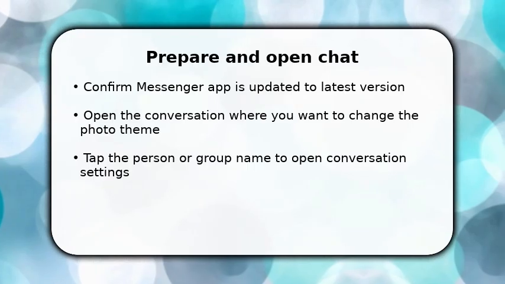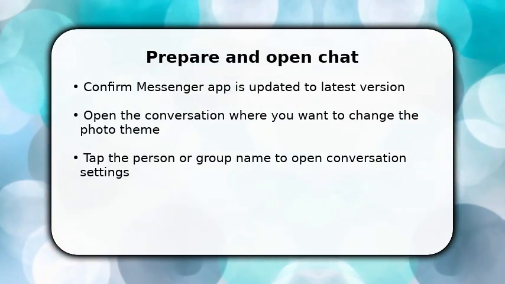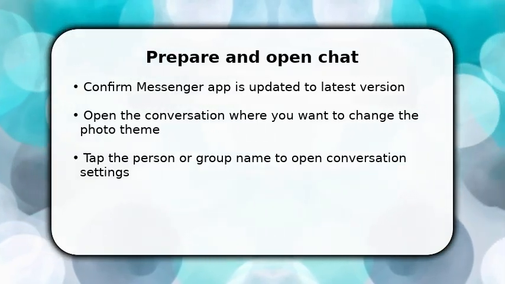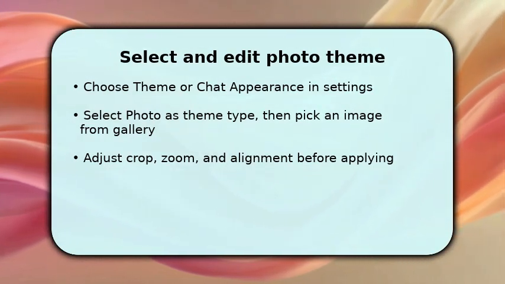Make sure you have the photo ready in your camera roll or recent photos so you can select it without leaving the app and breaking the flow. From Theme or Chat Appearance, choose the photo option to replace default colors. Tap Select Photo and pick the image.